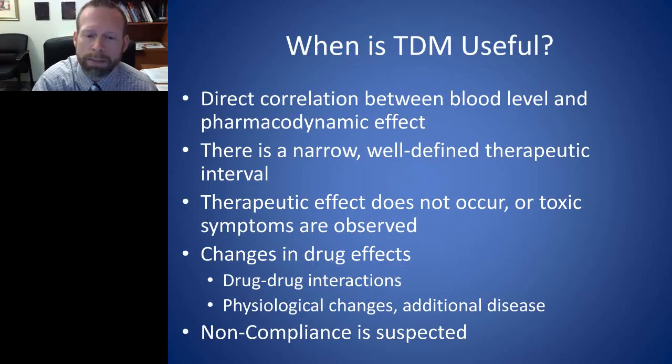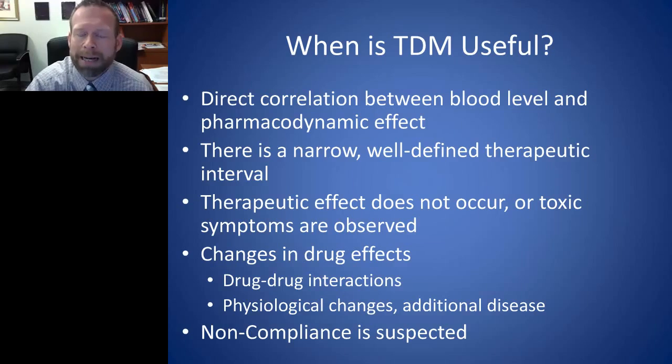So in order for TDM to be useful, you don't have, as we mentioned, the good, robust relationship between the dose of the drug and the blood level, but you do need a direct correlation between the blood level and the pharmacodynamic effect, whether that's a toxic effect or the clinical response that you want. So if that relationship is there, and it seems like that's pretty much common sense, right? Because if you cannot correlate the blood concentration with a clinical effect, then why do TDM, which is measuring the amount of drug in the blood in the first place?